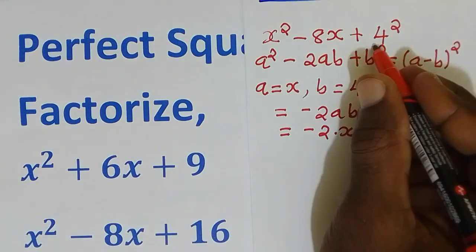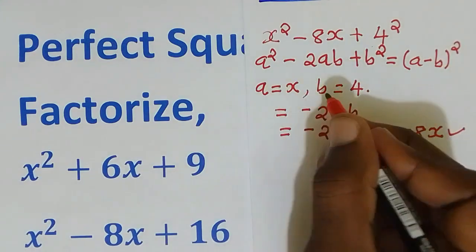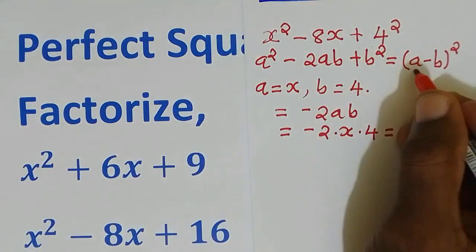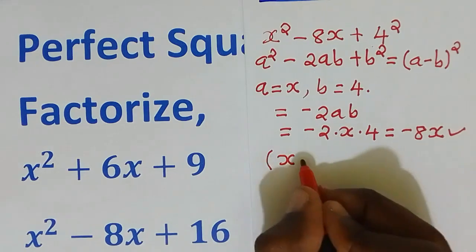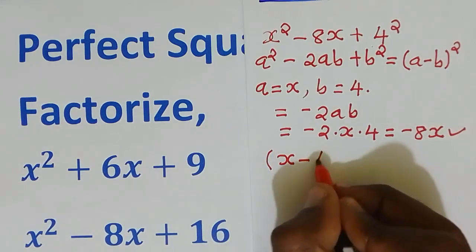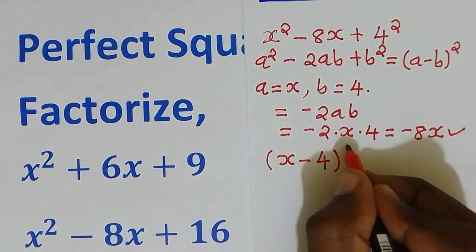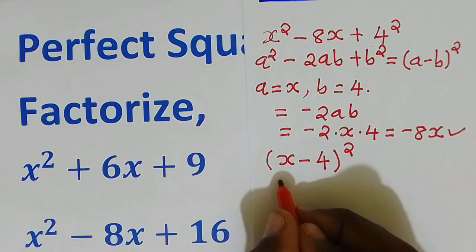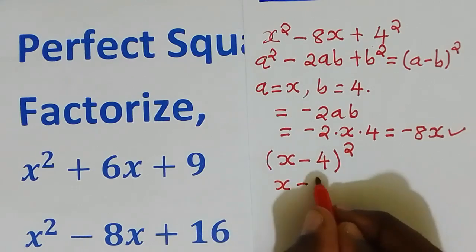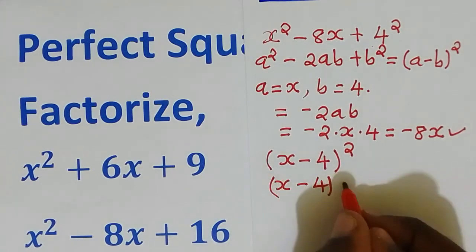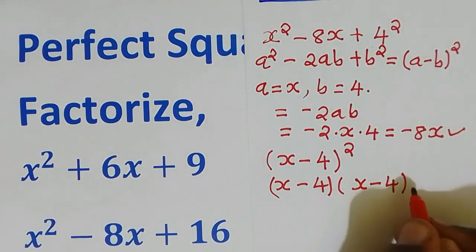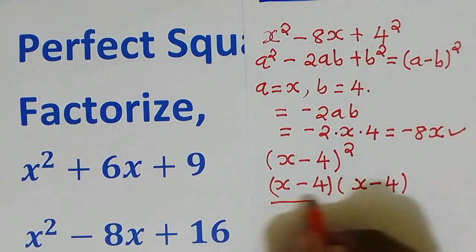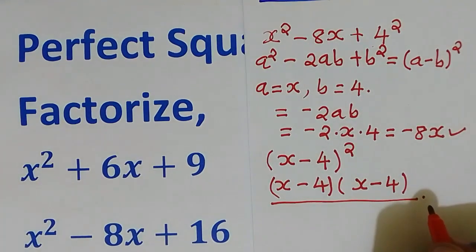Now let us substitute the values of a and b into our factor. a is equal to x, minus b, which is equal to 4, but all this squared. This is the same as (x minus 4), (x minus 4) again, since it's a perfect square.